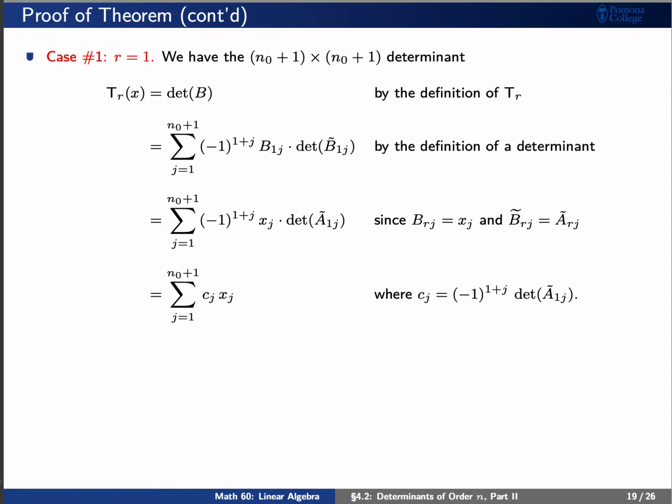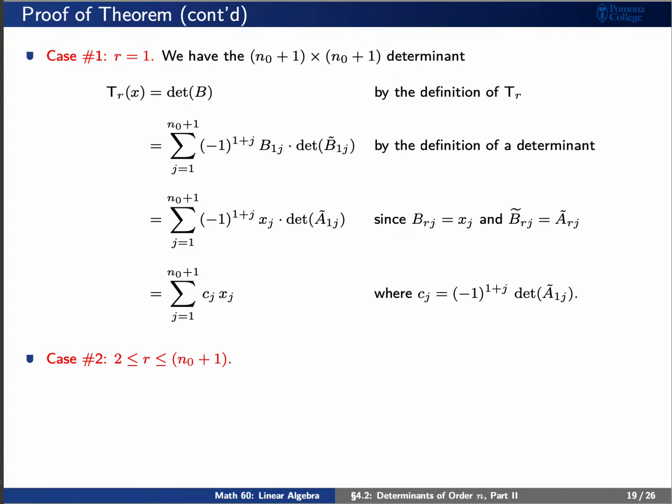So according to the definition of the determinant, B sub 1j is just the variable x sub j, and B1j tilde is just the matrix A1j tilde. Again, once we cross out the first row, the rest of the rows of B look just like the rows of A. So combining all of this together, we do see that our T sub r of x is in the claimed form, where the coefficients C sub j can be found in terms of the matrix capital A.